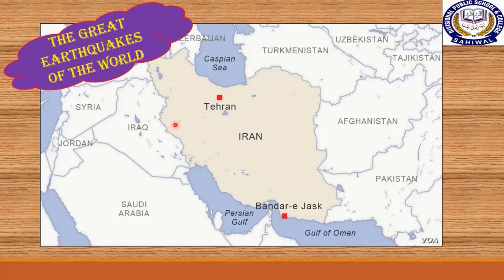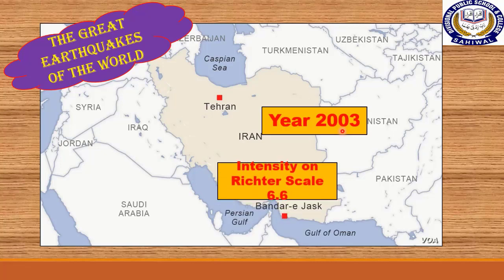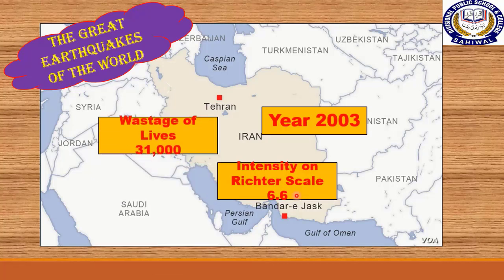Now again, we are going to study about Iran's earthquake. Earthquake came over here in 2003. Intensity on Richter scale 6.6. Wastage of lives, 31,000 people died at that time in Iran.